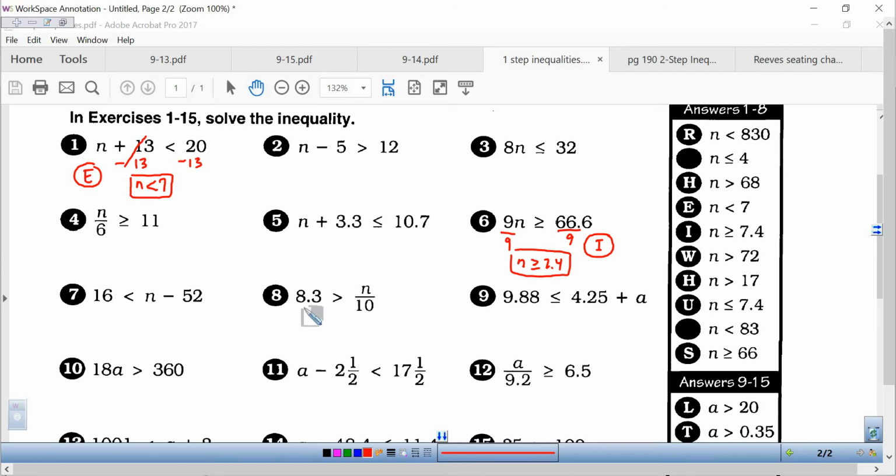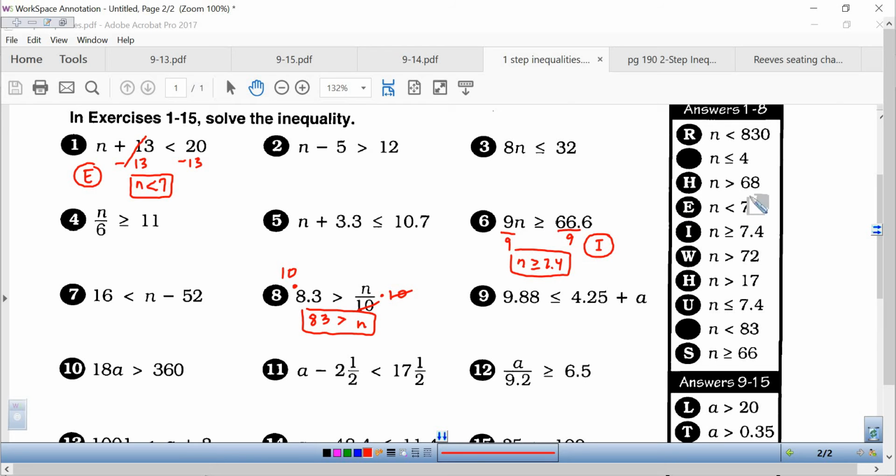How about a division problem? 8.3 is greater than n over 10. Well, the inverse of dividing by 10 would be multiplying by 10. So I'm going to multiply both sides by 10 here. That 10 and that 10 are inverse operations, so that gives me n, and then here was the greater than symbol. 10 times 8.3, hopefully you don't need a calculator for that one. Multiplying by 10 simply moves the decimal one place over. And we get 83 is greater than n.